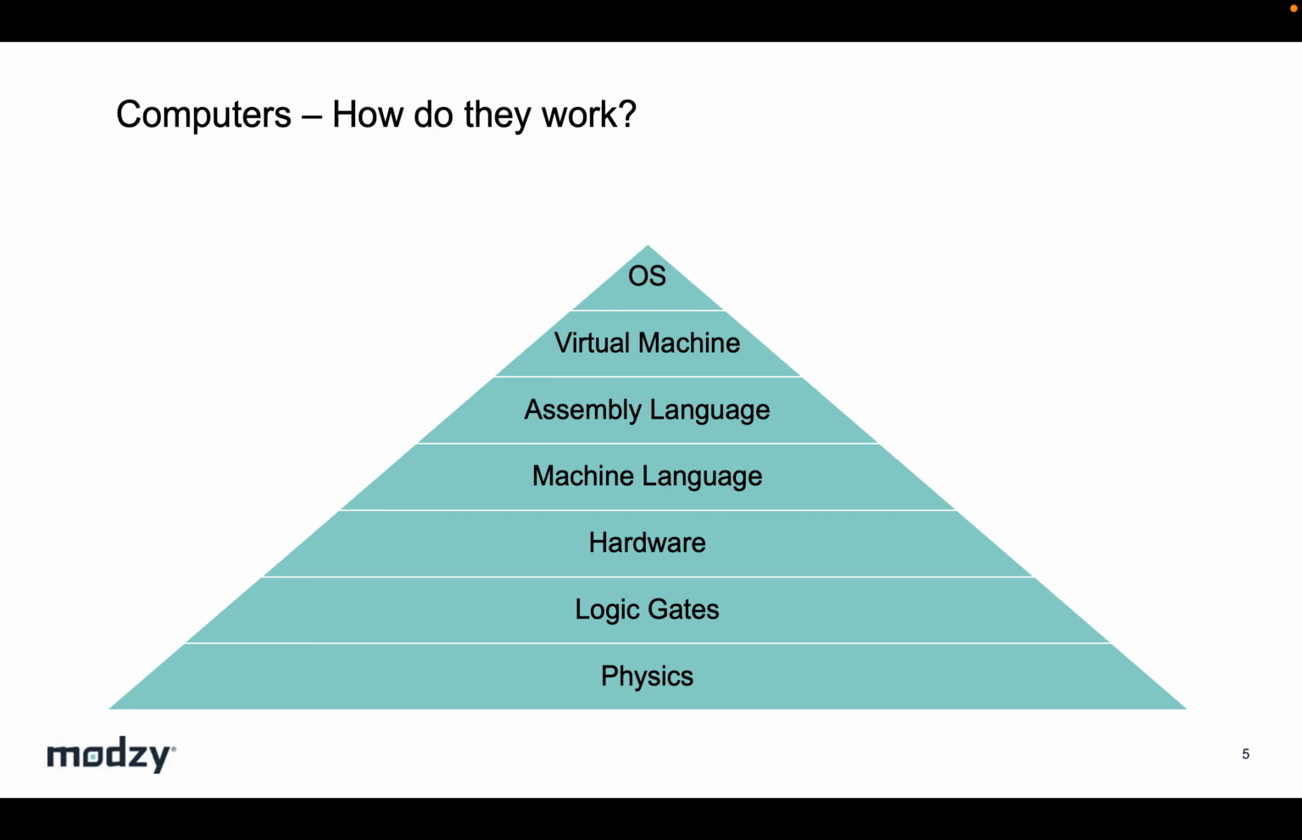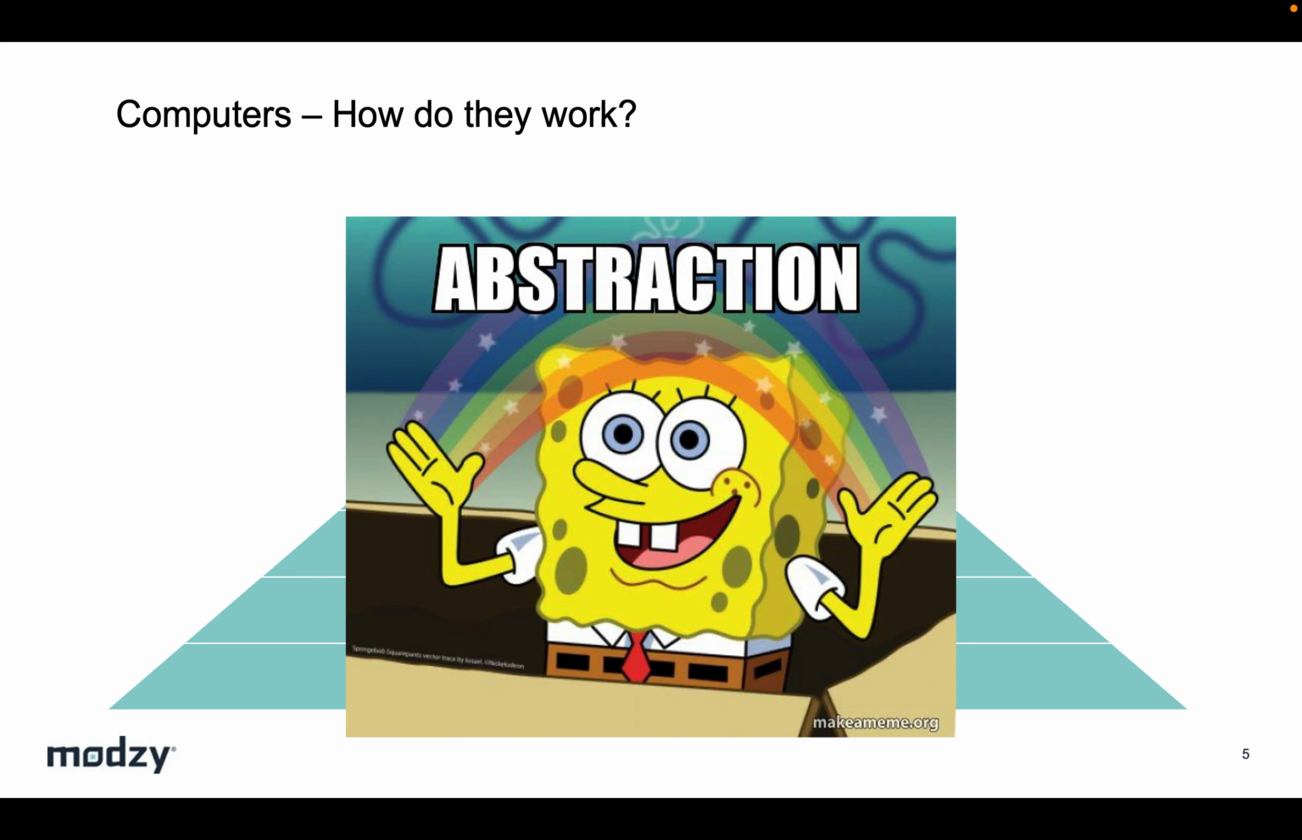There's all kinds of cool stuff that's happening at that level. But today we're really going to talk about that hardware layer. And how is this all possible? And what happened in history that got us to this point? Well, the big answer is abstraction. Each of these layers is an abstraction of the layer underneath it.